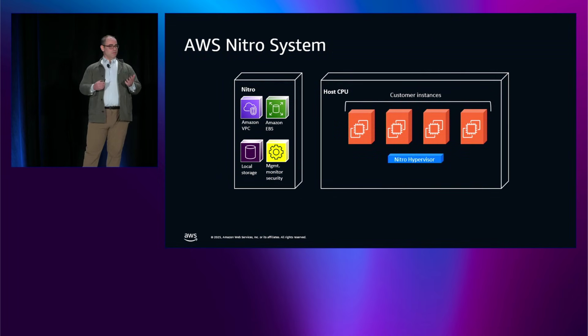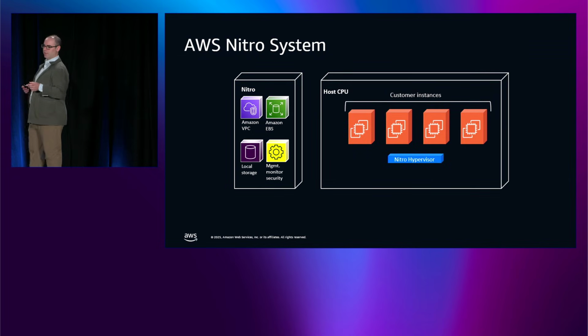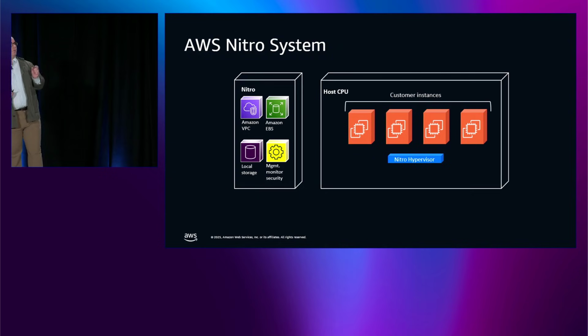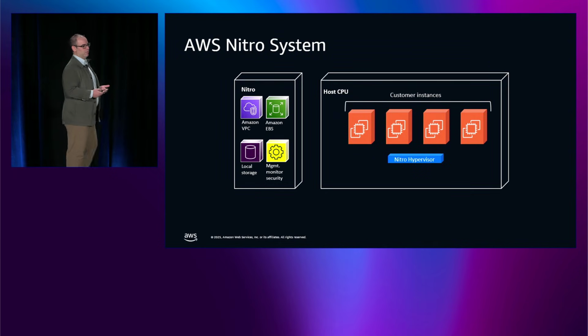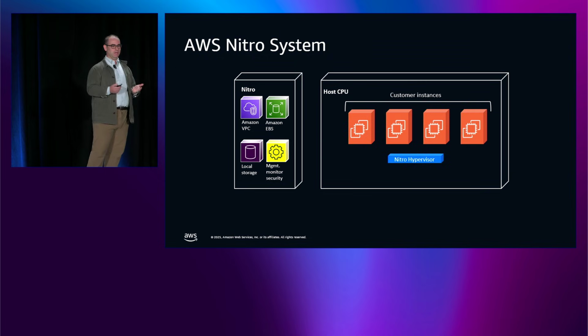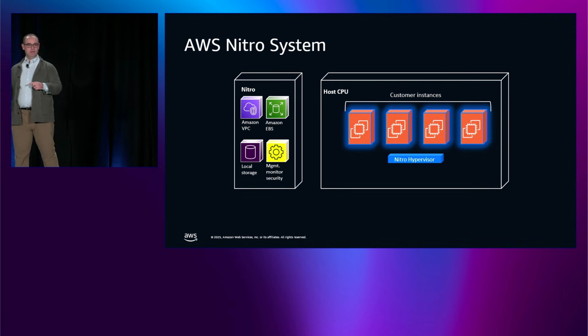So with our Nitro system and our Nitro hypervisor, one of its primary responsibilities is assuring the isolation between co-tenants that share a physical piece of hardware. Right? This is one of our core responsibilities at AWS. And the Nitro hypervisor is ultimately responsible for providing that isolation through careful scheduling and separation.